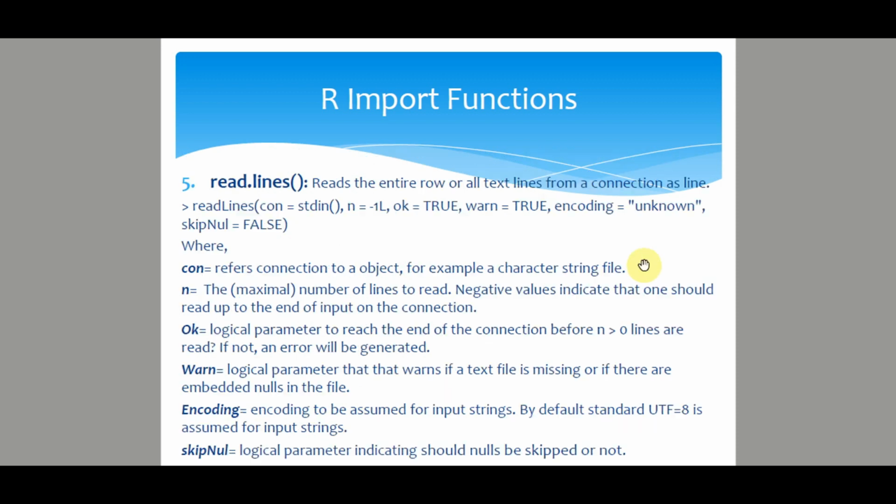readLines is a bit different from the previous two. It reads the entire row or all the text lines from a connection, that is a file or the file's web URL, as lines. It also comes with different parameters, like n refers to the maximum number of lines to read, ok, warn, a logical parameter that warns if a text file is missing or has embedded nulls in the file, encoding to identify the format of the lines, and then skipNul, a logical parameter to include nulls or skip nulls.